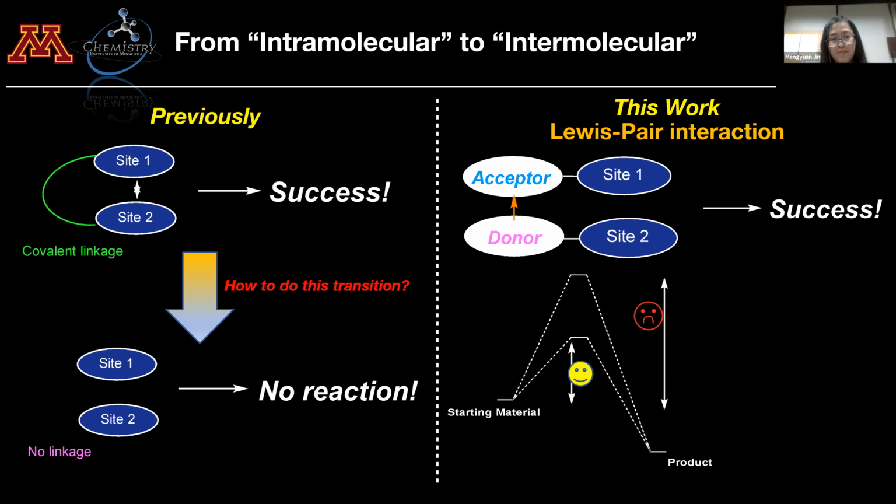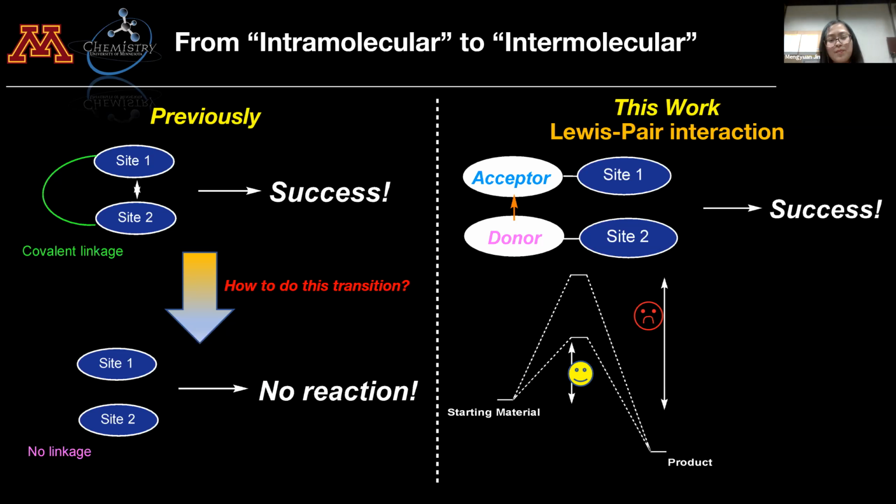For some particular types of organic reactions, the two sites are bound to each other by a covalent linkage, or what we call chemical bonds. So they are physically attached to each other, which is considered an intramolecular reaction because it's one single molecule starting material. But it turns out that scientists found that if there's no linkage between the two reactive sites, when they are located on two separate molecules, the reaction does not go through because of the really high energy barrier that is calculated by computer.